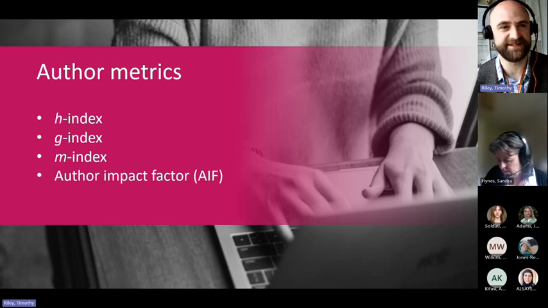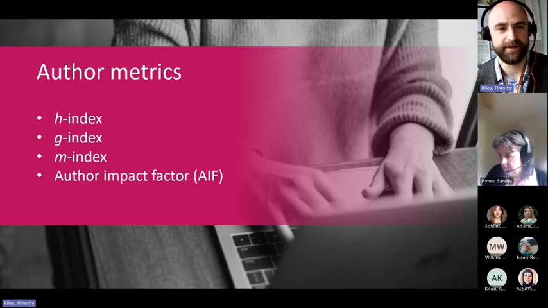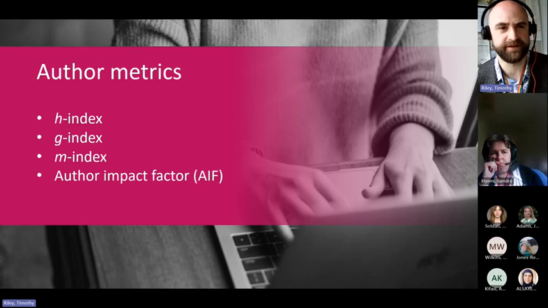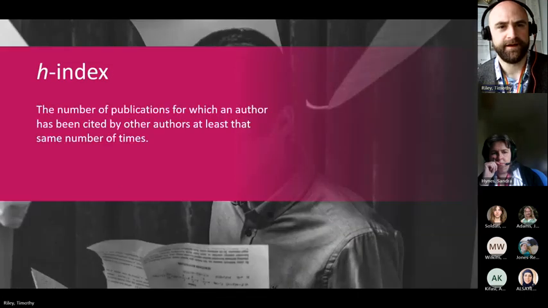There are issues with the H-index, and people have tried to modify it a little bit to maybe make it a bit more accurate. So you've got things like the G-index and the M-index, and then there's the author impact factor there as well. But they work in very similar ways, just with certain tweaks to how they calculate the figure. Let's again look at the most popular one there, the H-index.